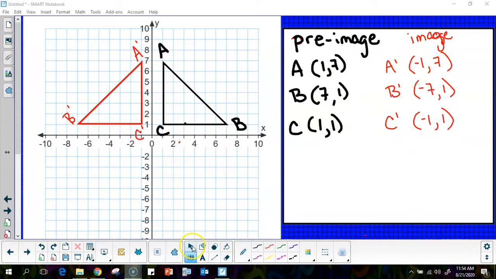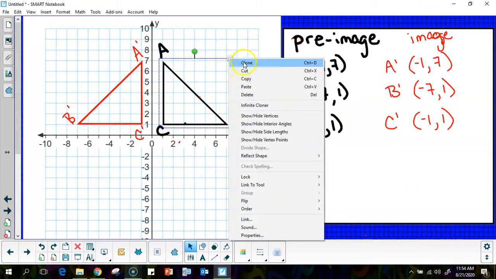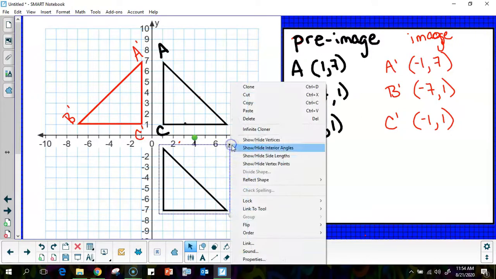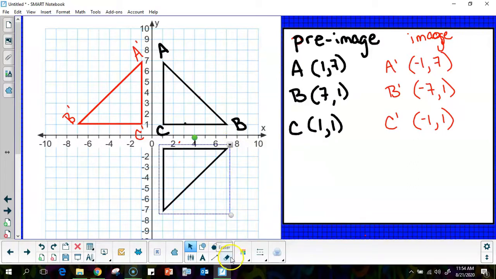So now I think I'm going to take this triangle and flip it across the x-axis instead of the y-axis. So I'm going to clone it again, move it down here, get it where I think it needs to be. And this time I'm going to flip it up, down. All right. And then I'm going to change the color. Let's change this one to blue. Okay. So I have flipped this thing across the x-axis this time.